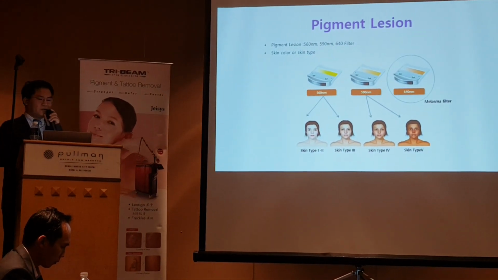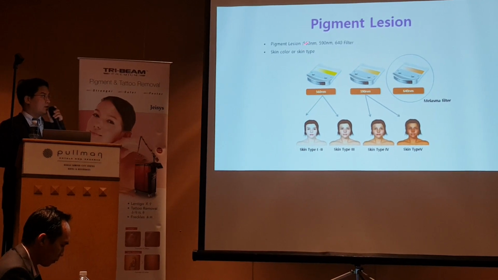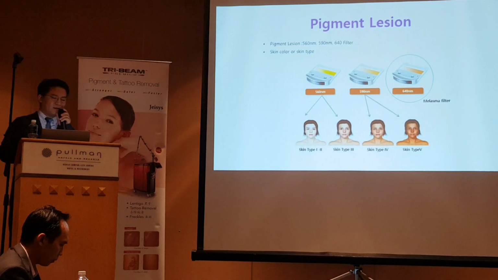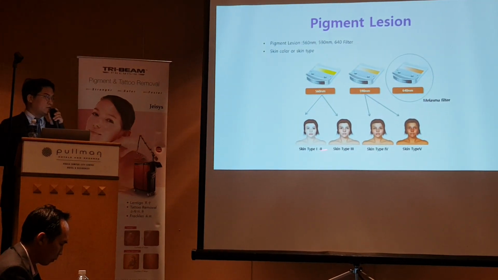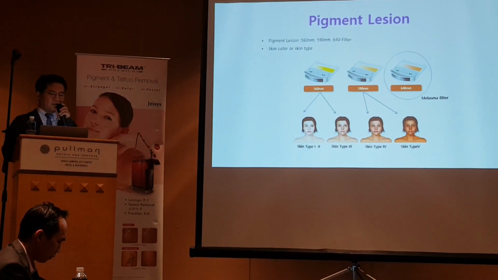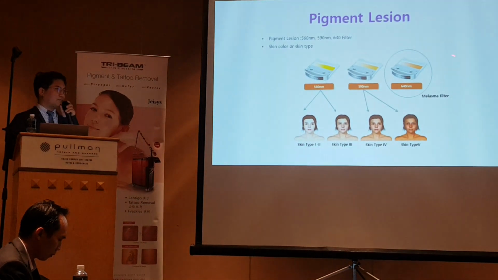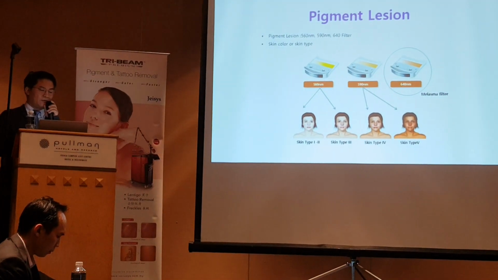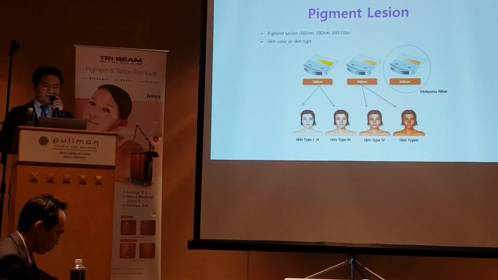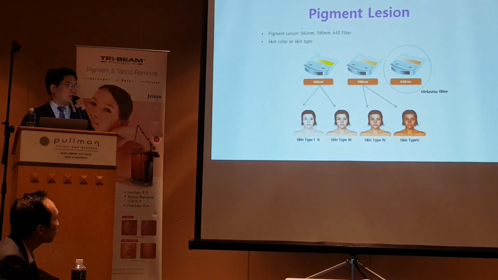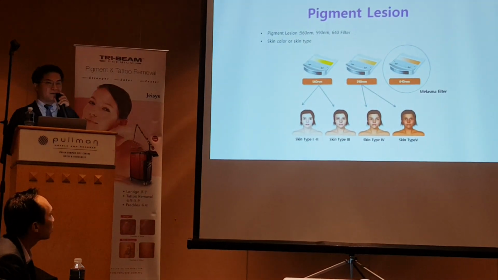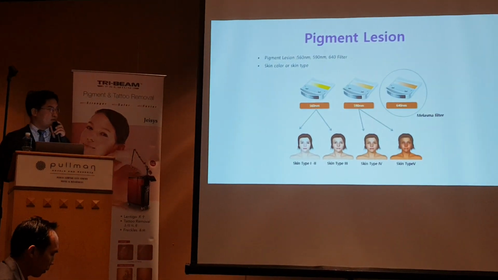For pigment lesions, the 560 nanometer color filter is for a bright skin type, and the 590 nanometer color filter is for dark skin types 4 and 5, and the 640 nanometer color filter is for melasma.